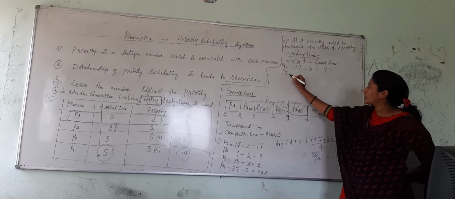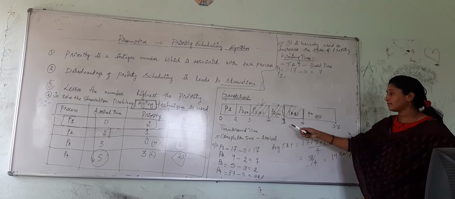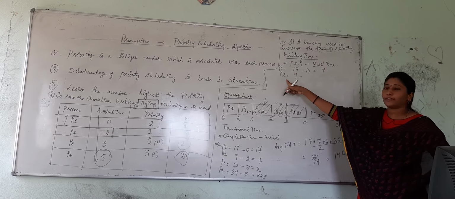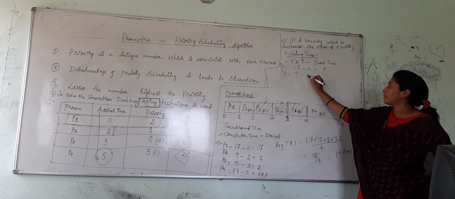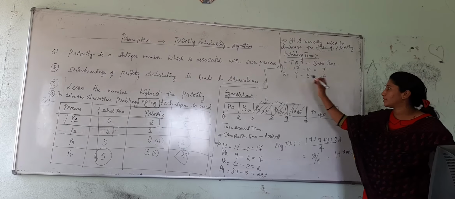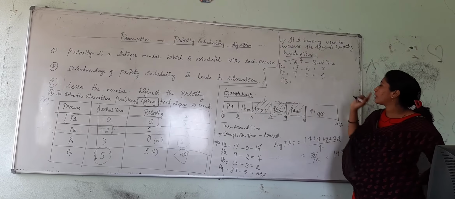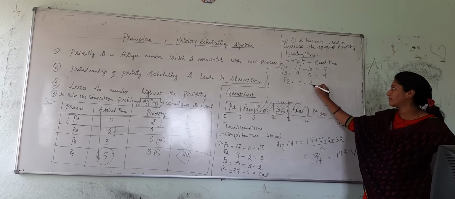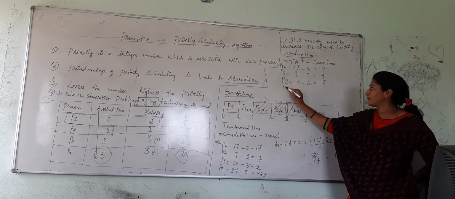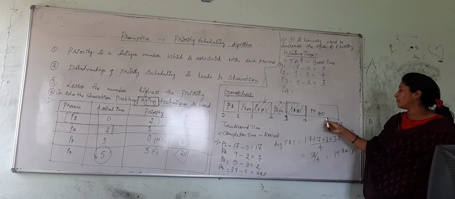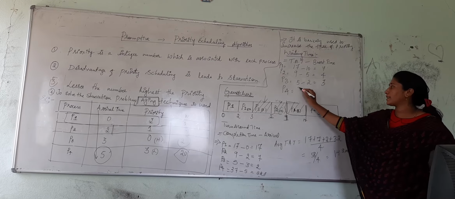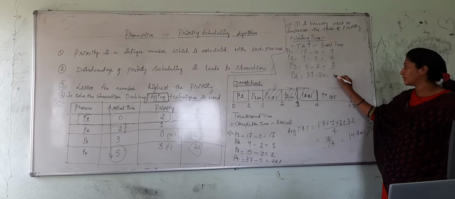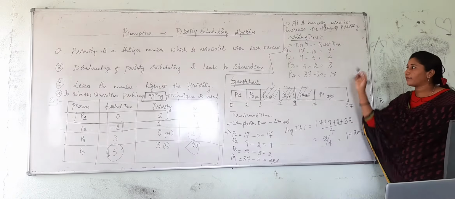P2. What is the turnaround time for P2? 9, it is given in the Gantt chart. What is the burst time? 5, given in the process. 9 minus 5 is 4. For P3, how much has it taken? 5. The burst time is 2. 5 minus 2 is 3. For P4, the turnaround time is 37 minus the burst time 20, which is 17. Got it?